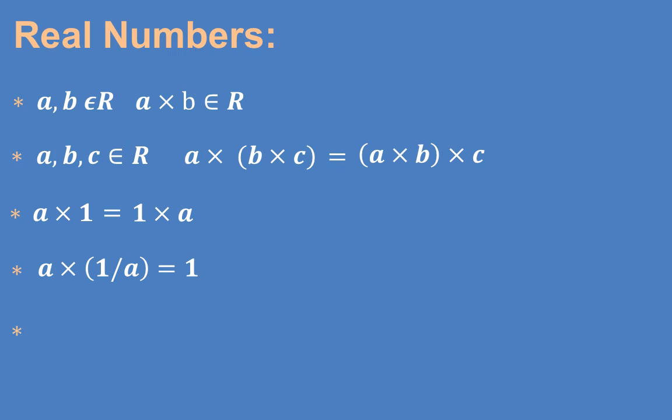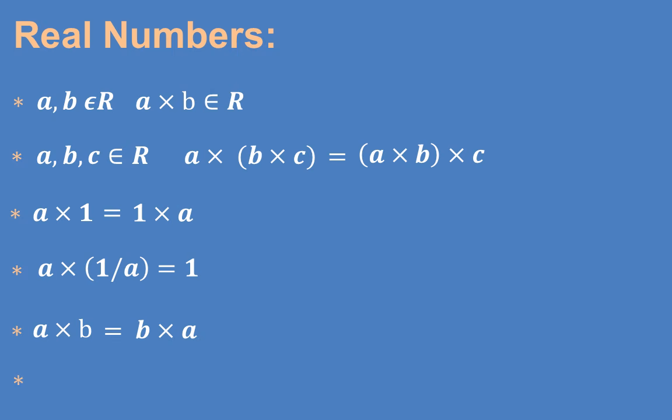The fifth law is the commutative law of multiplication. For each pair of real numbers a and b, a times b equals b times a. For example, 4 times 5 equals 5 times 4.